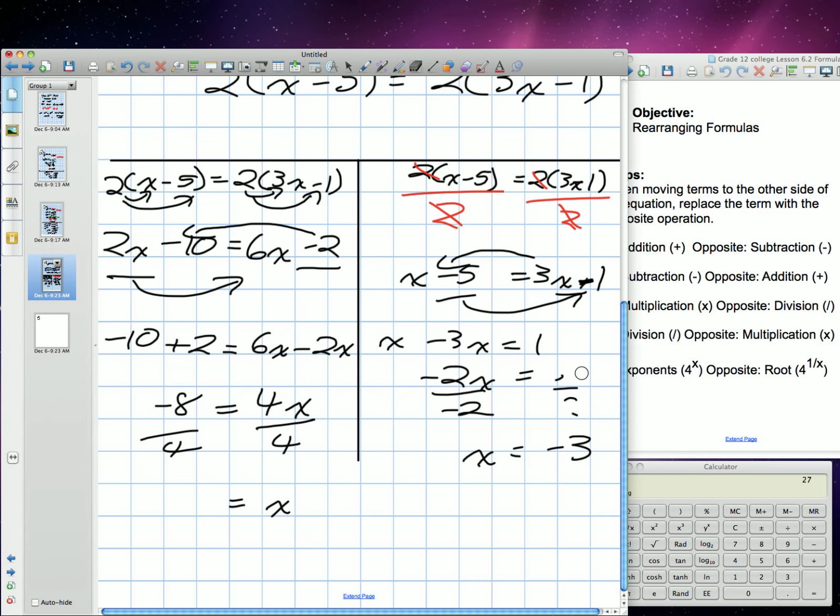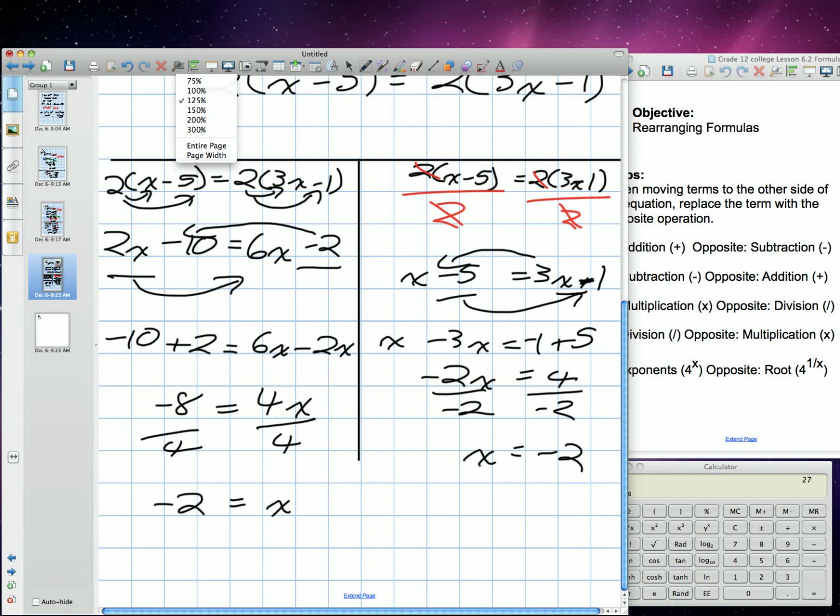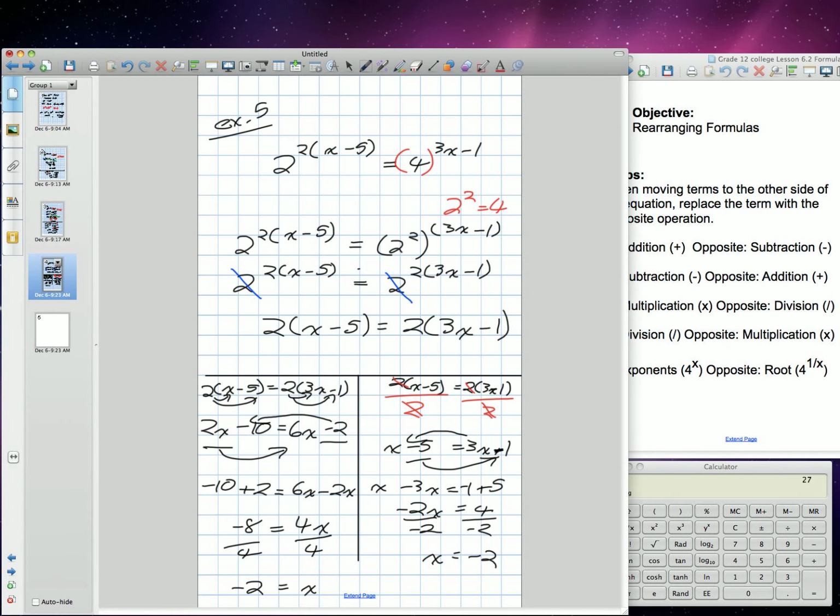Hey, it's good that I did both methods. I realized that I had made a mistake. What did I have written here? Minus 3. Now, negative 1 plus 5. Okay, that makes sense. Then we get 4 divided by negative 2 is negative 2, which is the same answer we got on the other side. Hey, it's a good thing we did that. Figured out our mistake. So both methods will get you the same answer.